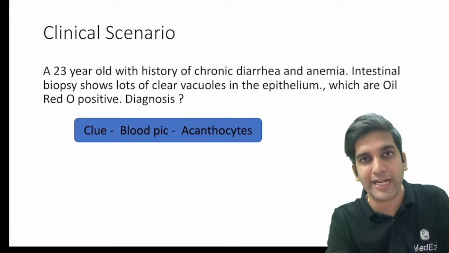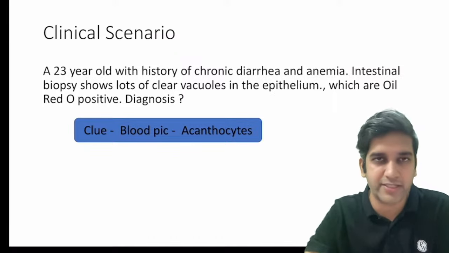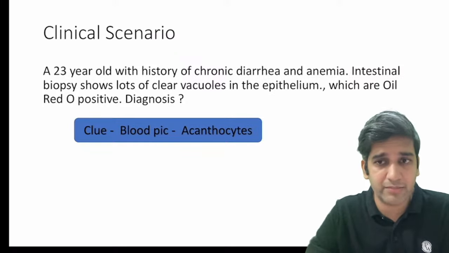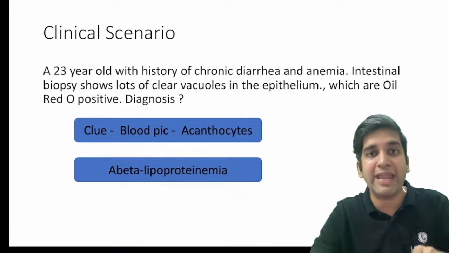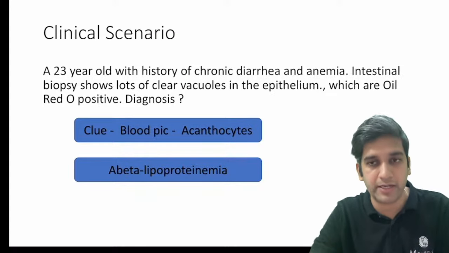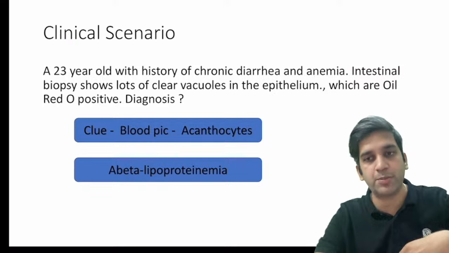This patient also had acanthocytes. Malabsorption is right, but the clue is acanthocytes. Now tell me, acanthocytes plus malabsorption, diagnosis? Like Sunny said, you think of abetalipoproteinemia, right? That's where you don't have fat absorption.